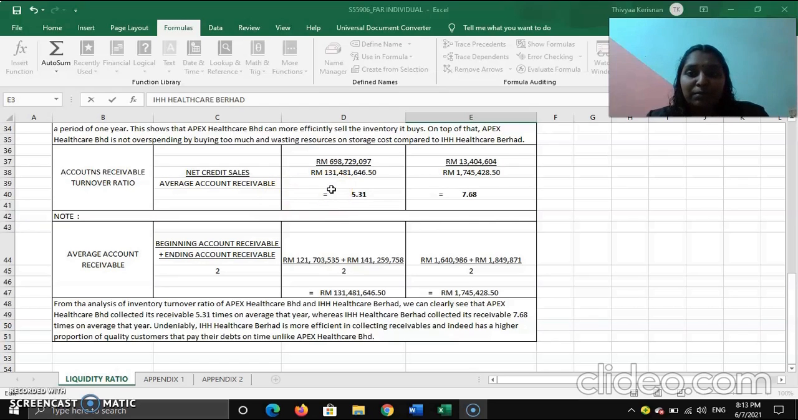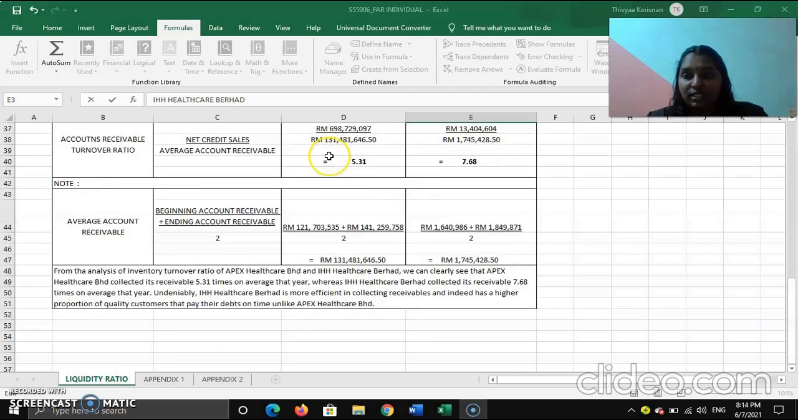Net credit sales for APEX Healthcare Berhad 698,729,097 ringgit divided by average account receivable 131,481,646 ringgit and 50 cents equals to 5.31. IHH Healthcare Berhad net credit sales 13,404,604 ringgit divided by average account receivable 1,745,428 ringgit and 50 cents equals to 7.68.